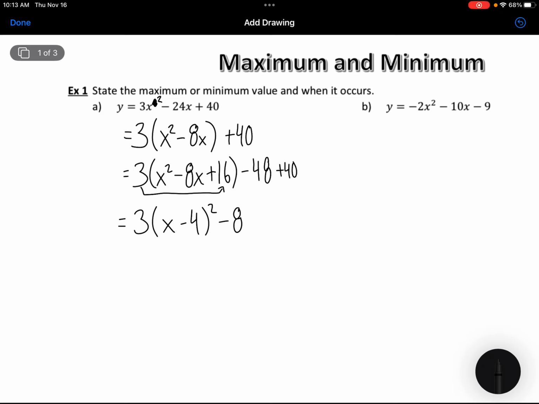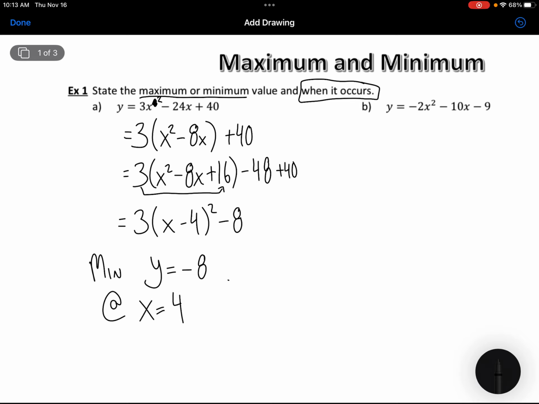But what we're looking for is the maximum or minimum and when it occurs. That's important because when we start doing word problems, we need to know when things are happening. So here, because this is facing up, that means we have a minimum of y equals negative 8, and it happens at x equals 4. This is the y value of the vertex. This is the x value of the vertex.